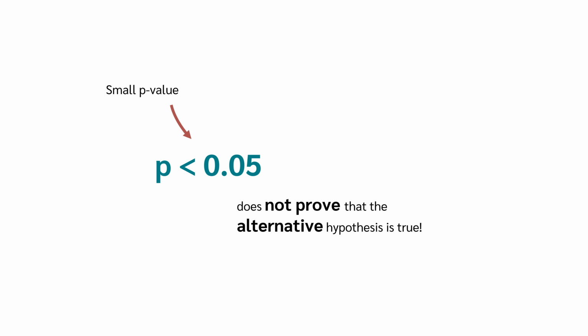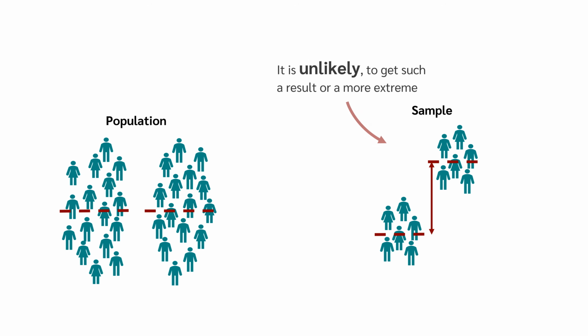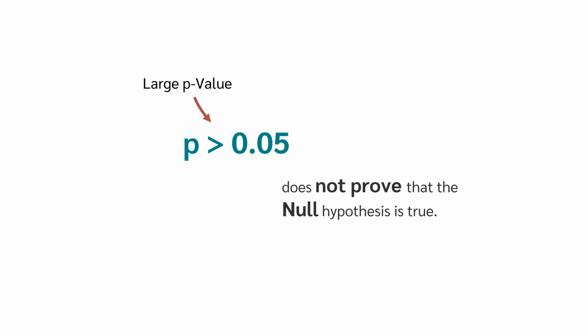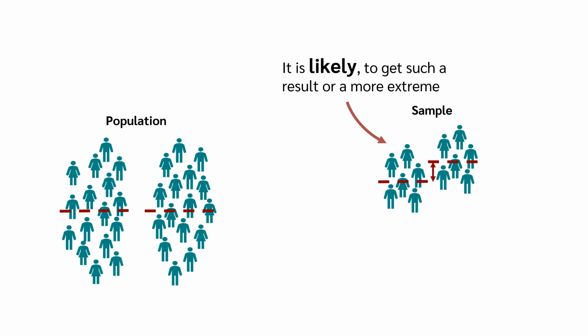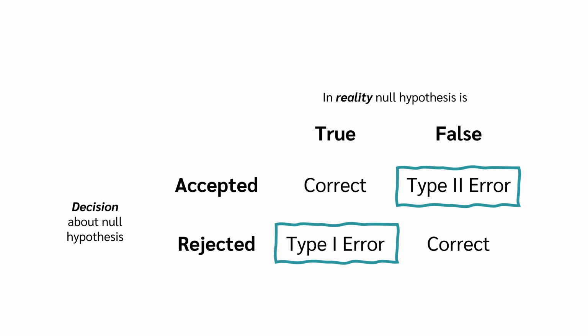A small p-value does not prove that the alternative hypothesis is true. It is only saying that it is unlikely to get such a result or a more extreme when the null hypothesis is true. And again, if the null hypothesis is true, there is no difference in the population. And the other way around, a large p-value does not prove that the null hypothesis is true. It is only saying that it is likely to get such a result or a more extreme when the null hypothesis is true. So there are 2 types of errors which are called type 1 and type 2 error.